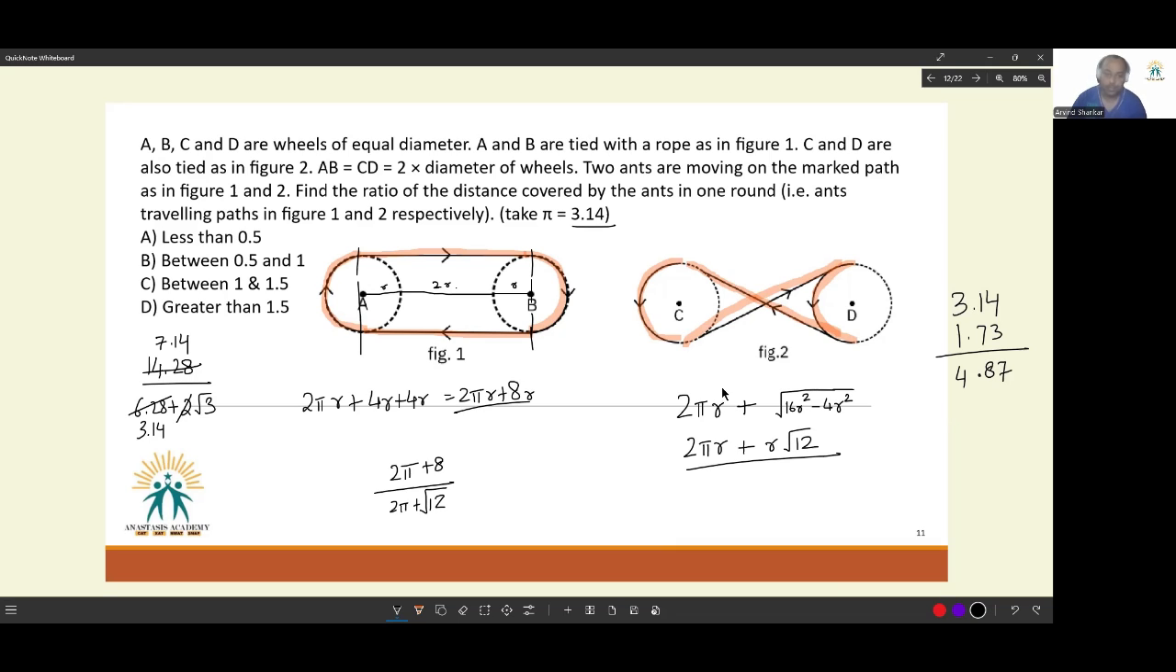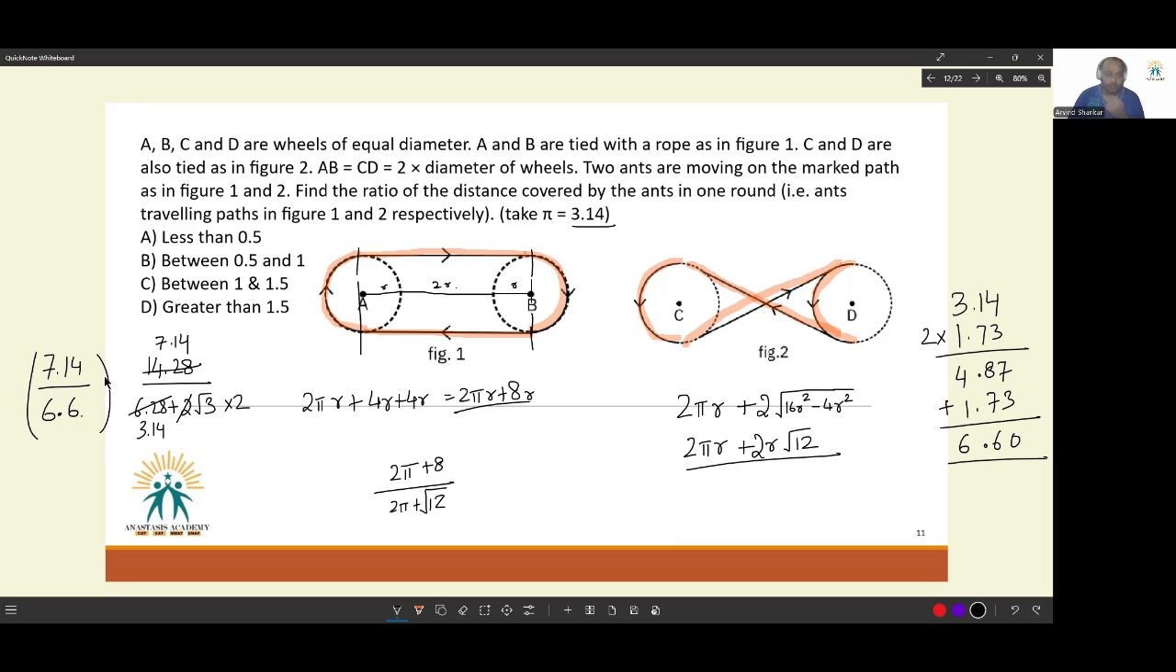Oh, I have made a mistake. Because, see, this transverse tangent has to be included twice, no? It has to be 2r root 2. So this into 2. So I need to add 1.73 one more time. So the final ratio that I'm getting will be 7.14 by 6.6.